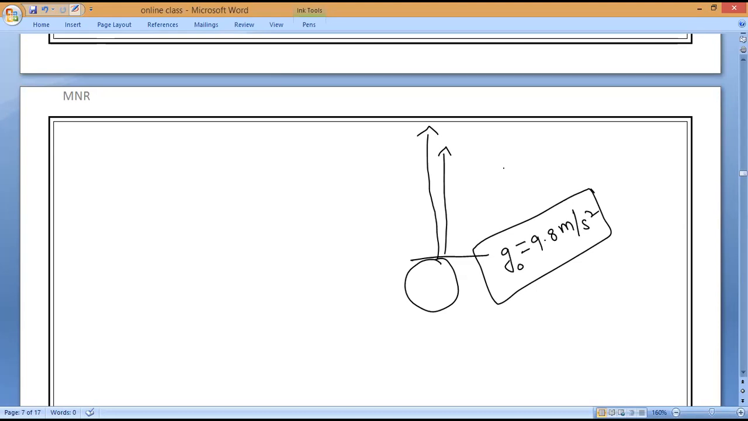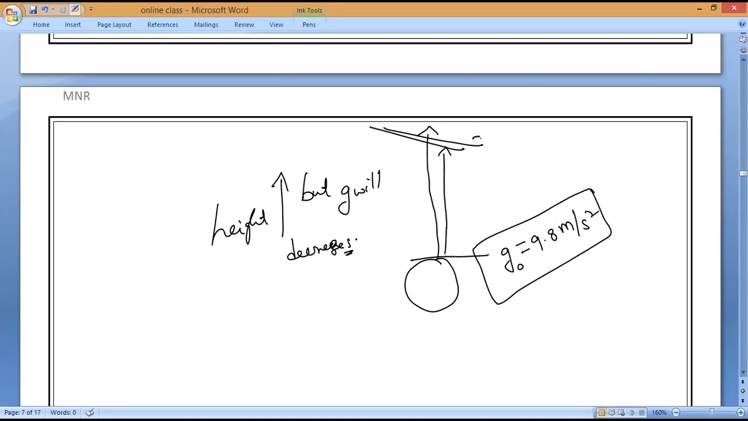Yes. When you keep on moving, height increases. Are you understanding, everyone? Height increases, but if you keep on moving up, what will happen to the G value? It decreases. Are you understanding? Because height increases, automatically the G value will come down. Understanding?